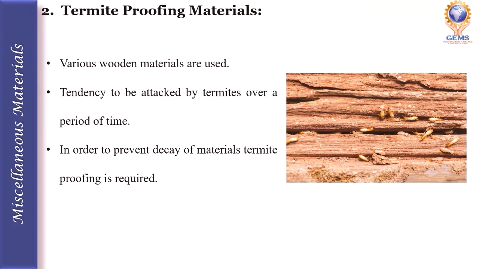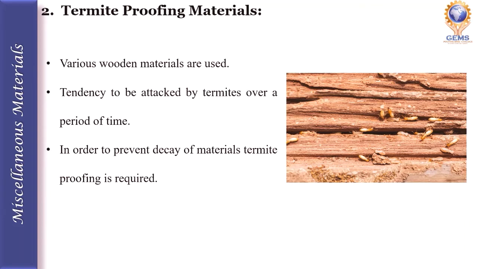Next topic is termite proofing materials. In building construction, various wooden materials are used. These have a tendency to be attacked by termites over a period of time. So in order to prevent decay of materials, especially wooden materials, termite proofing is required.